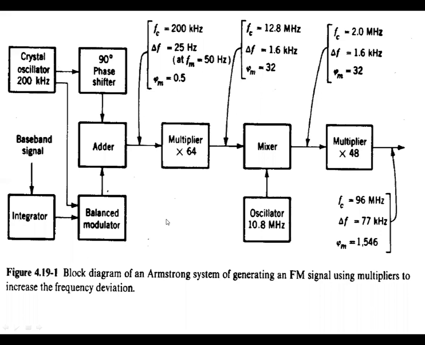some multiplication factor is required here. Delta f is 25 Hz, and it has to increase to 75 kHz. How can it be increased? By multiplying by another factor. How much factor will we multiply?